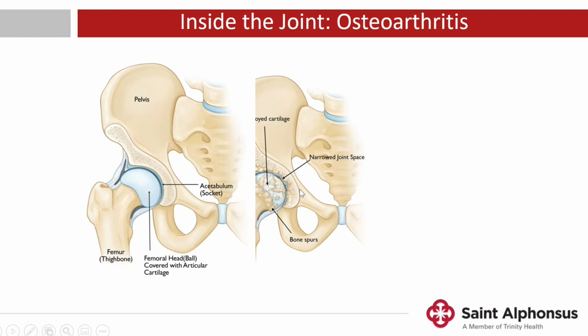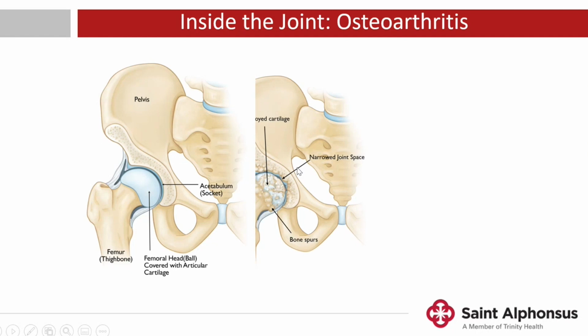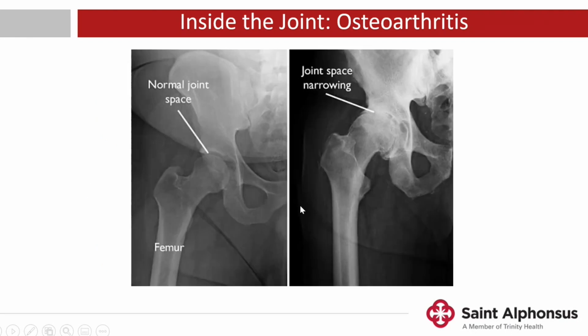And here again, we see, sorry, the picture got cut off a little bit, but I think you can still see basically what you need to see here. Again, this is an intact hip with normal cartilage on both the head of the femur and the acetabular socket. And here you can see that the cartilage is worn away. There are bone spurs forming, joint space has been narrowed. And then this is very clear here on these X-rays.